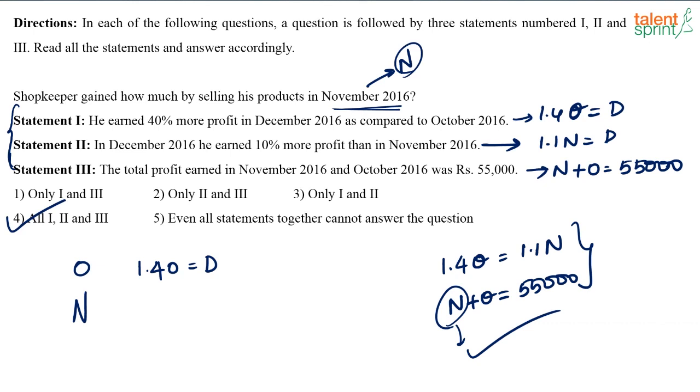Is it clear? Clear guys? Lot of you gave me the answer as option 5, that is all the 3 statements cannot give us the answer for the question. You can get the answer. You just have to combine all the 3 statements. You will have 2 equations and 2 unknowns. With that you will be able to find.